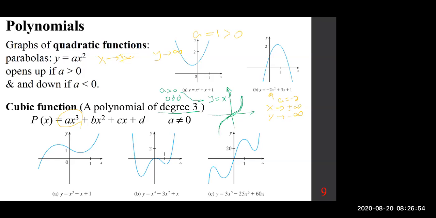Now, what is the end behavior for this cubic function? As x goes to infinity, y goes to infinity. As x goes to negative infinity, y goes to negative infinity. So this is the case here.